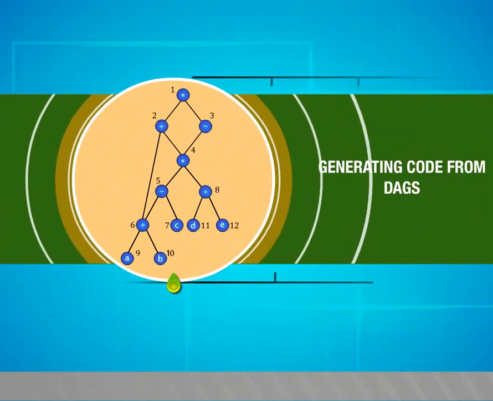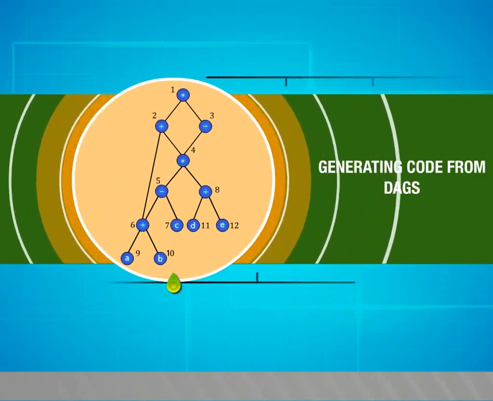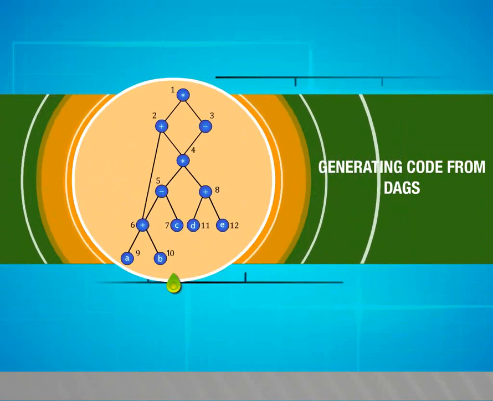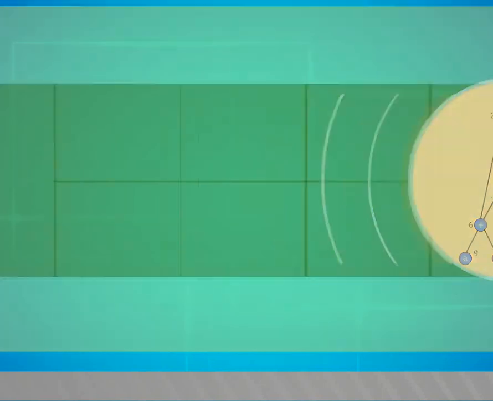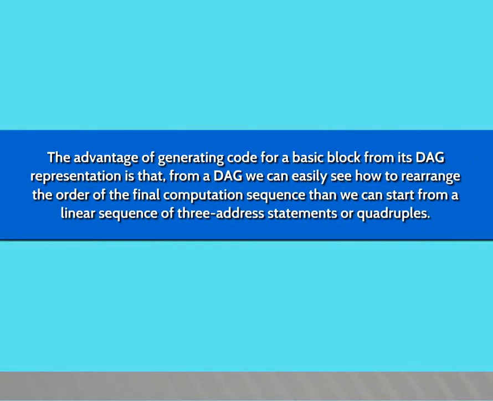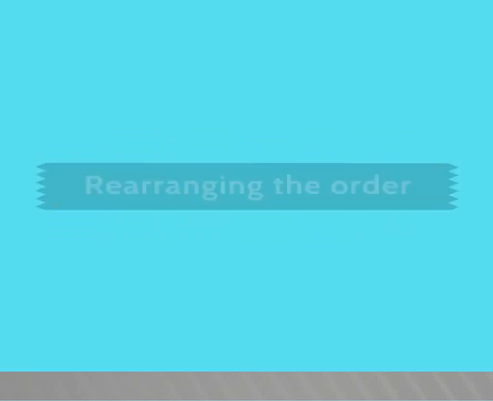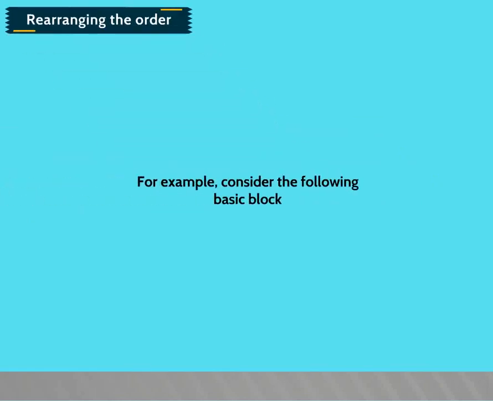Generating code from DAGs. In this video, we are going to see about generating code from DAGs. The advantage of generating code for a basic block from its DAG representation is that from a DAG, we can easily see how to rearrange the order of the final computation sequence. Then we can start from a linear sequence of three address statements or quadruples. Rearranging the order. For example, consider the following basic block.